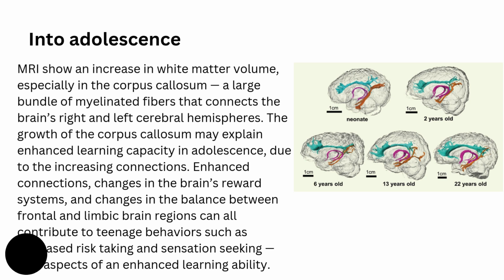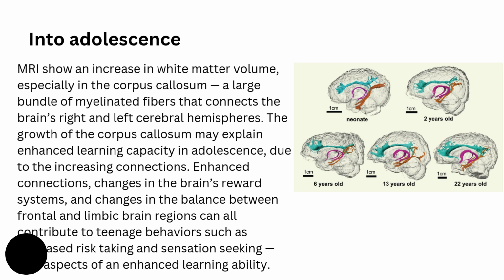Adolescence can be thought of as a second critical period, as the more complex functions of the brain develop and can be influenced by environment and experience. Images of the adolescent brain obtained by MRI show an increase in white matter volume, especially in the corpus callosum, a large bundle of myelinated fibers that connects the brain's right and left cerebral hemispheres. The growth of the corpus callosum may explain enhanced learning capacity in adolescence.